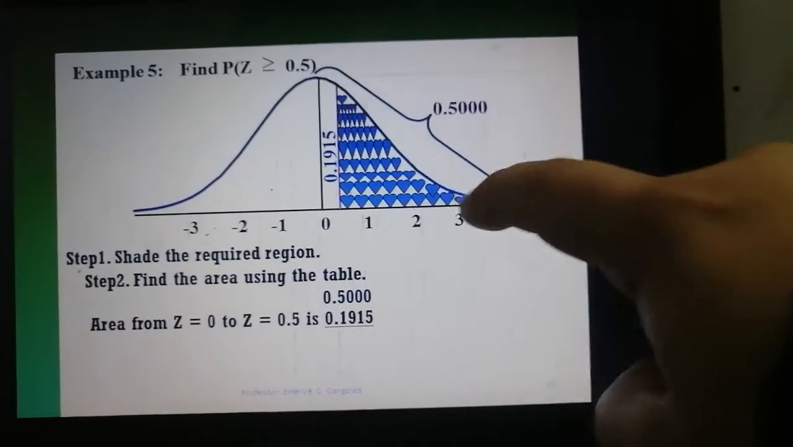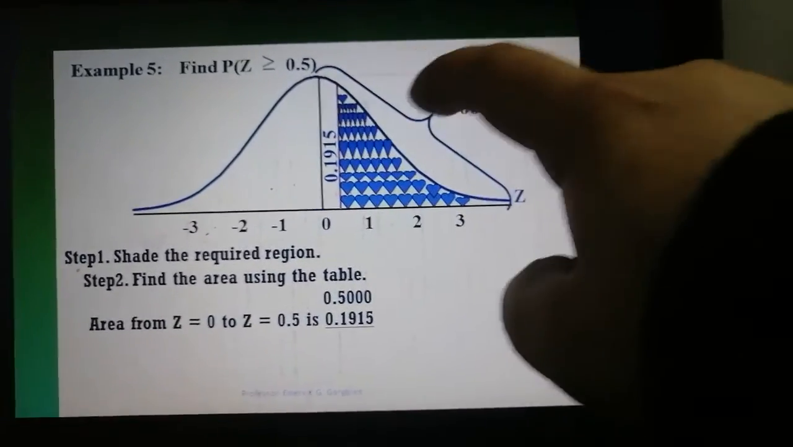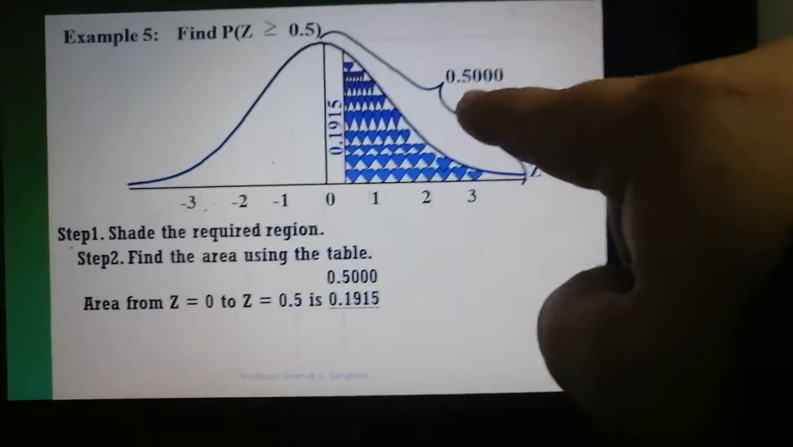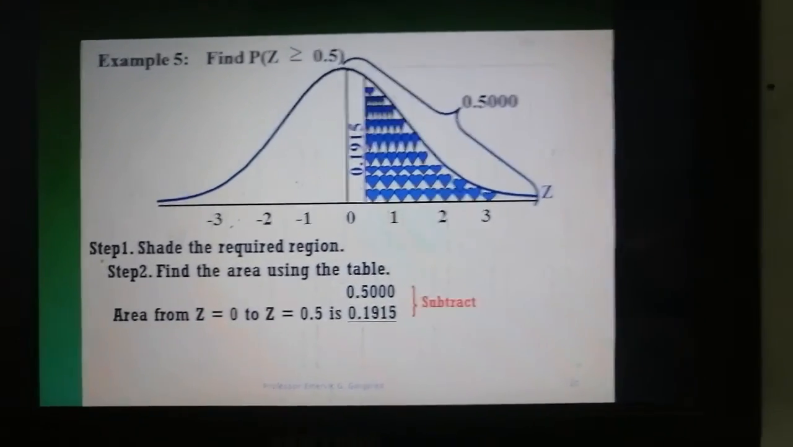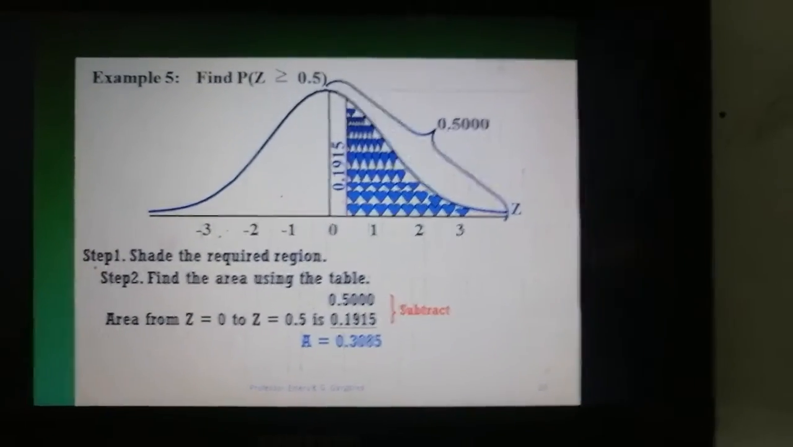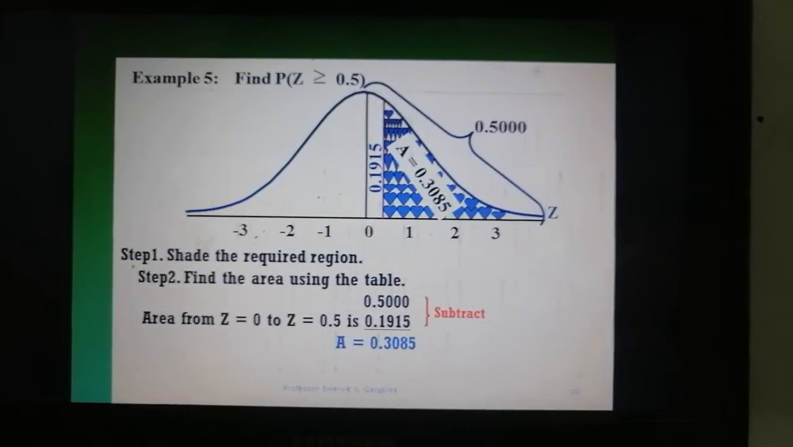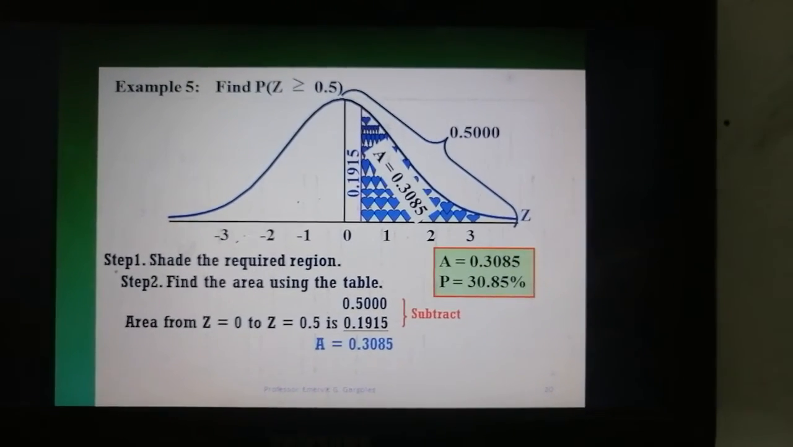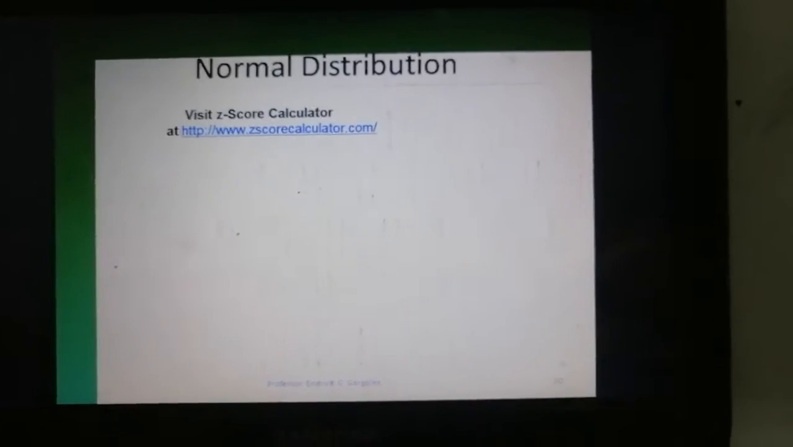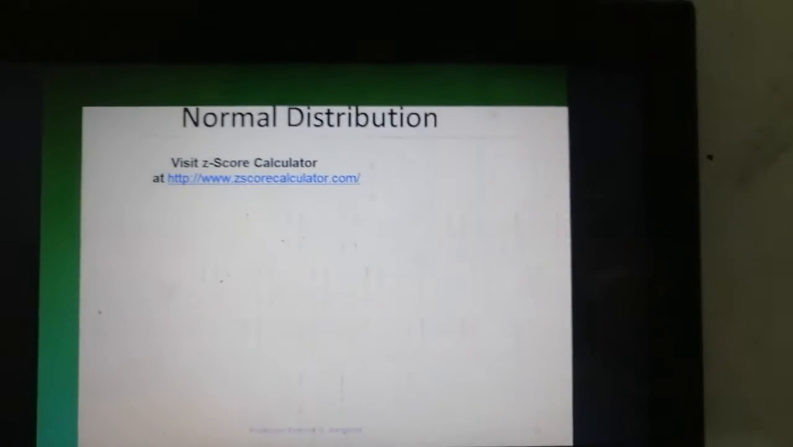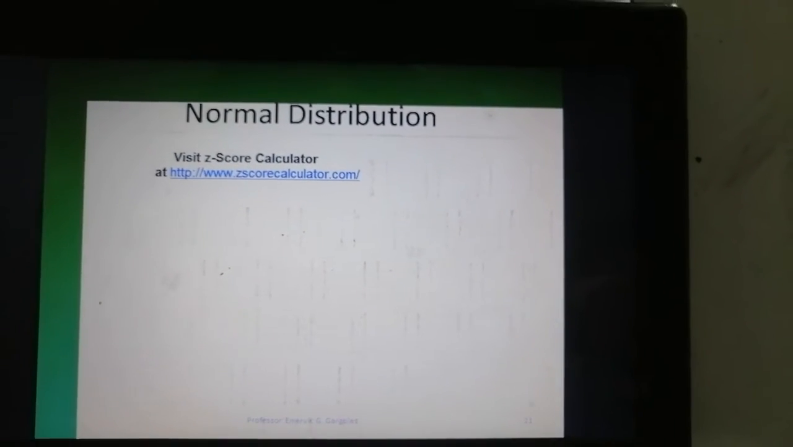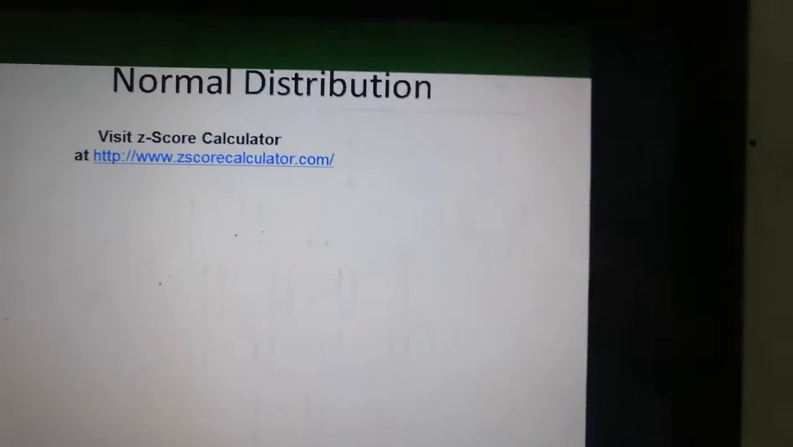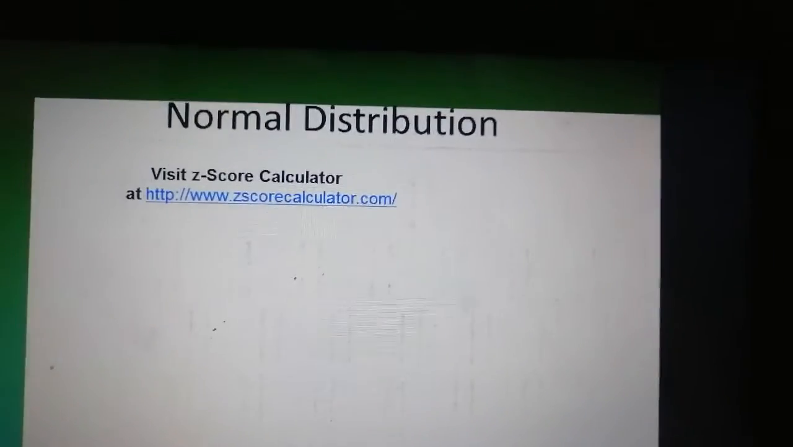Recall that half of the distribution has an area of 0.5. So from 0.5, we subtract 0.1915. Did you get that? So we'll have 0.3085, or 30.85%. Question? None. You can actually do this, or you can always verify your answers using an online calculator.